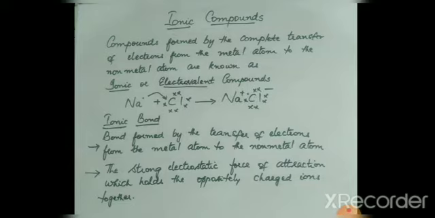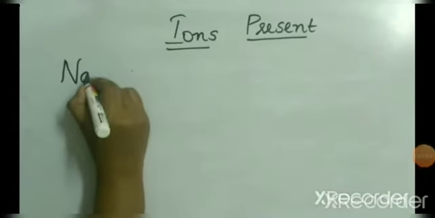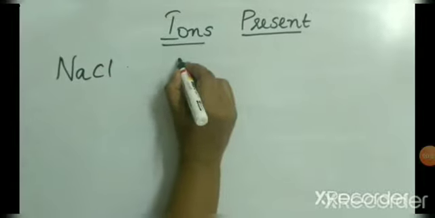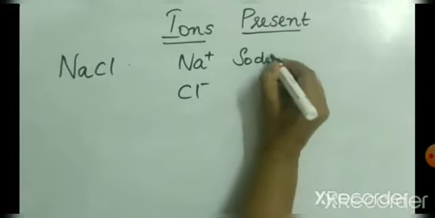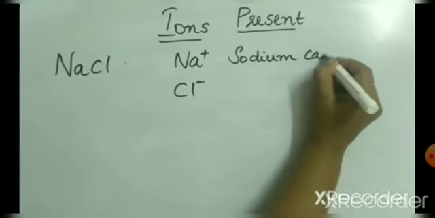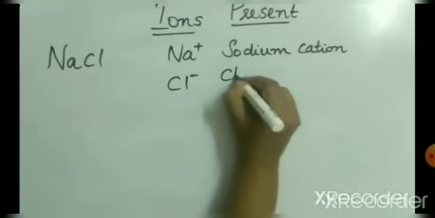In sodium chloride, we have seen that the sodium atom loses an electron and changes to sodium ion. Similarly, the chlorine atom gains an electron and changes to chloride ion. So an ionic bond can also be defined as the strong electrostatic force of attraction which holds the oppositely charged ions together. An ionic compound does not exist as molecules but as aggregates of oppositely charged ions. For example, if we consider sodium chloride, the ions present are sodium cation Na+ and chloride anion Cl-.